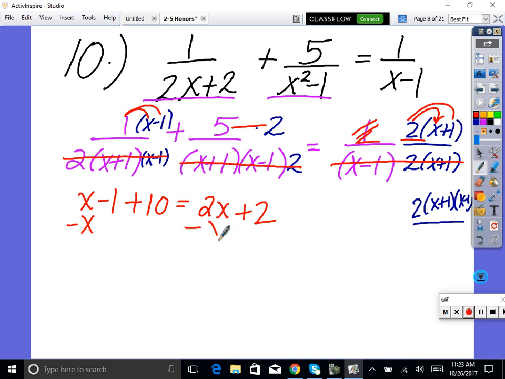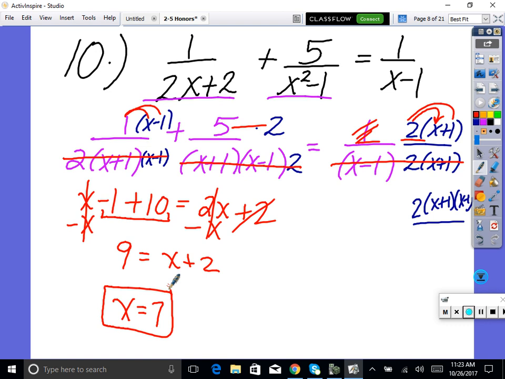So I'm going to combine my x's using algebra. I'm going to add these up. That's gone. This is 9. 9 equals x plus 2. Subtract 2. X equals 7. And once again, I would check it to see that it's truly not extraneous. It does work. Okay.